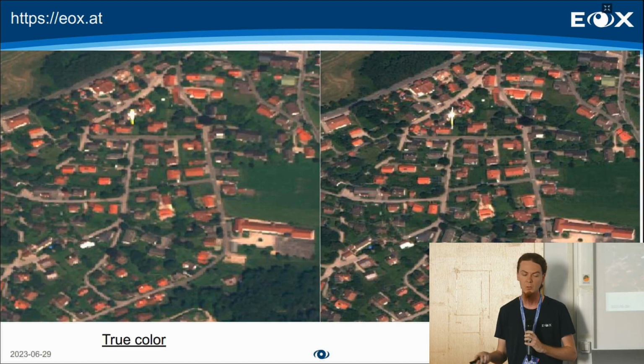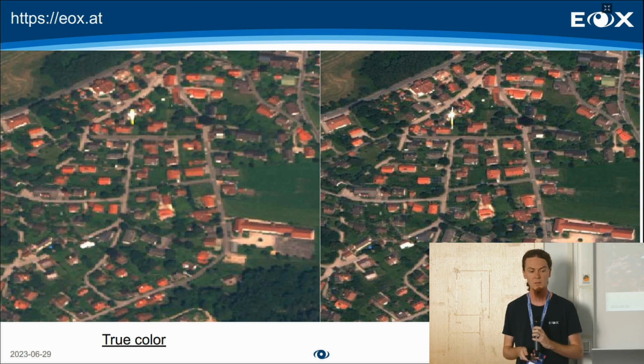Here is another example of the pansharpening being done on the fly. On the left side you see the lower resolution true color image just using the multispectral bands, while on the right the panchromatic one is also being requested, the pansharpening is done on the fly, and this is the final result.